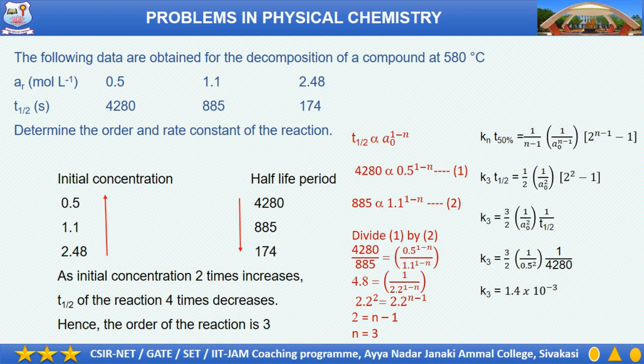Kn is equal to 1 by n minus 1 into 1 by a naught power n minus 1 into 2 power n minus 1 minus 1. It's a general equation for the half-life. Let's see what it gives for this case. Increasing the difficulty level in the problem, see what comes.